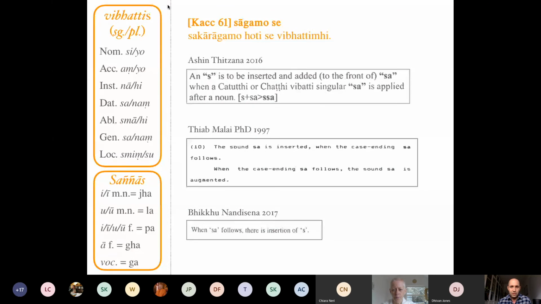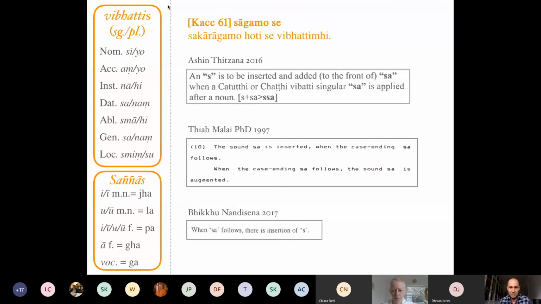Venerable Titsana says an S is to be inserted and added to the front of sa when a chatutti or chatti vibhatti singular sa is applied after a noun. And then he gives the clue. Whereas Tiapmalai says the sound sa is inserted when the case ending sa follows. When the case ending sa follows, the sound sa is augmented. Okay? And then Bhikkhu Nandisena translates: when sa follows, there is insertion of s.